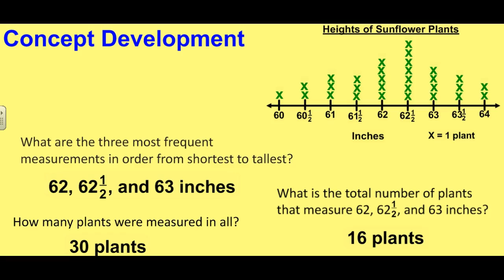Okay, so you should have gotten 16 plants because there are 5 right here, and then when you go over here, there's 1, 2, 3, 4, 5, 6, 7, and 7 and 5 together make 12. And then when you go over here at 63, you've got 4 more X's, and whenever you put 12 and 4 together, that gives you 16.